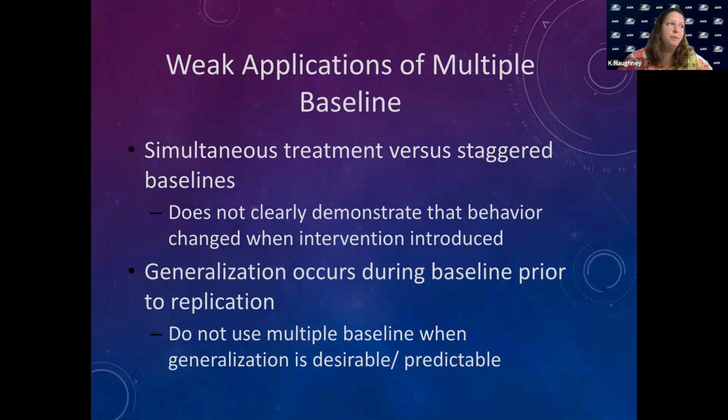Weak applications of multiple baseline: simultaneous treatment, right? So not having a staggered baseline. We've already talked about that and why that is not really showing experimental control. Another is when generalization occurs during baseline prior to replication, and that's something you really want to watch in your baselines: using the baseline of subsequent participants or subsequent replications to confirm the baseline every time something happens with one of the other participants. Just making sure that you can confirm what's happening.